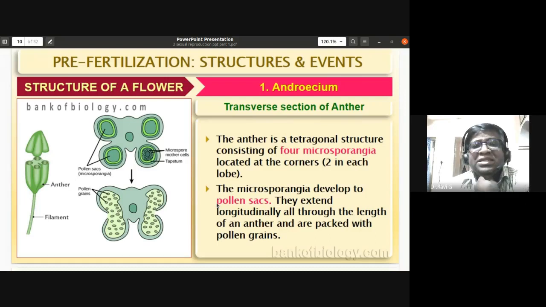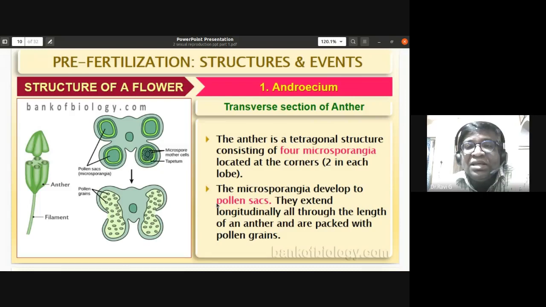When you take a section of an anther, I always call this the butterfly diagram. When you take a transverse section of an anther and see this diagram, they would be giving it for labeling during your NEET examination. So diagram-oriented questions they would be asking you. A section of a dithecous anther shows a tetragonal structure which consists of four microsporangia, tetrasporangiate, you can call it.